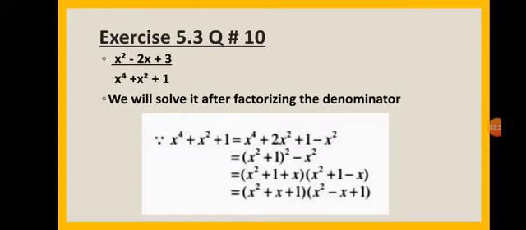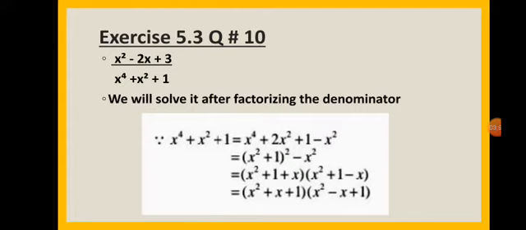So moving on students, we are going to start exercise 5.3 question number 10, and the question is x squared minus 2x plus 3 in numerator and x raised to power 4 plus x squared plus 1 in denominator. Now students, in denominator there is neither linear nor a quadratic factor, but it is of biquadratic factor which we can't make the partial fractions.